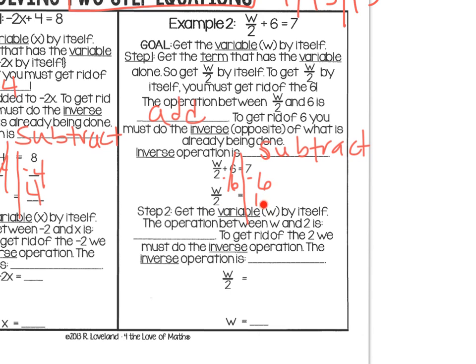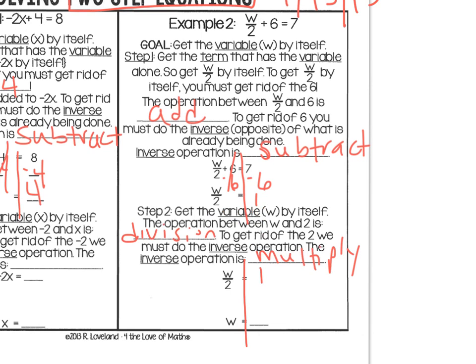Let's see what step 2 says we're going to need to do. It says, of course, we're going to get the variable w by itself. Now the operation between w and 2 is, well, it's got the fraction bar, so it's talking about division. So we're going to write division. To get rid of the 2, we must do the inverse operation. The inverse operation of division would be to multiply. Okay? So we're going to take our 1 that we got over here and bring it right here, because that's where we left off, and draw that line going down to separate it.